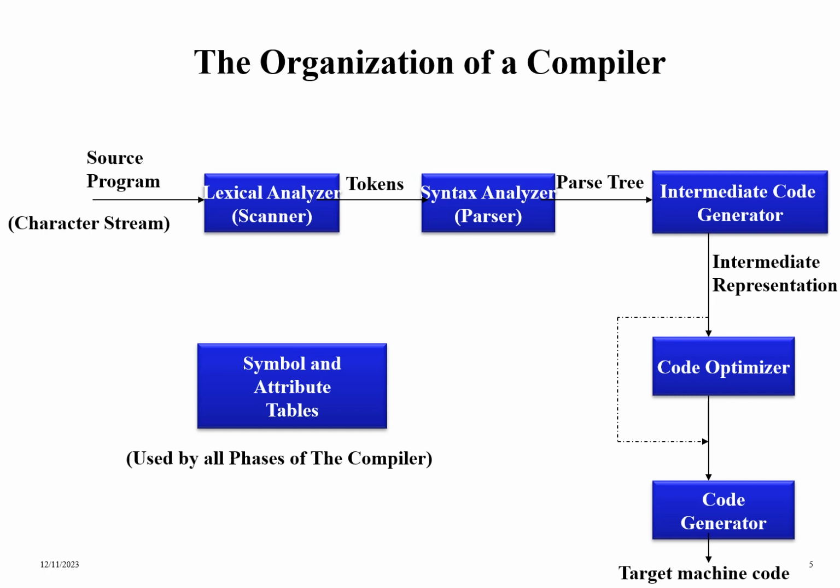And we have a symbol and attribute table here, and this is connected with all the phases of a compiler. Once it is generated right from the first phase, the symbol table holds a certain representation or address for each particular identifier. Again, this symbol table is connected with each and every phase of a compiler.